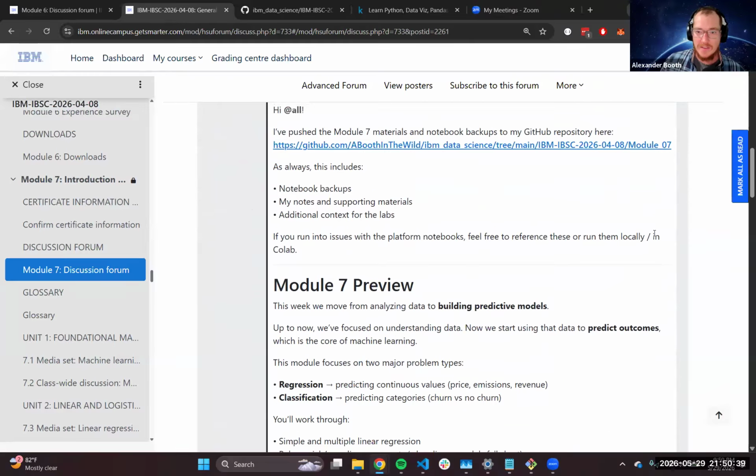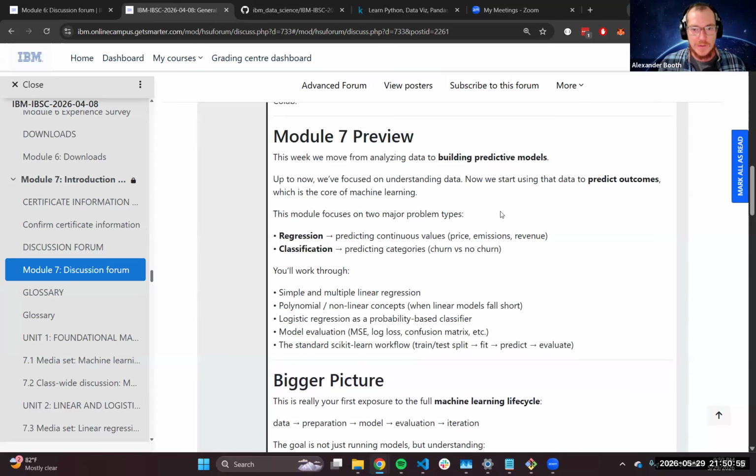So, big preview for week 7. Obviously, I've already run all the notebooks and backed everything up. I always do that in the middle of the week. So feel free to reference them if anything is broken or if you want to run things in Colab. Definitely use my source of truth.